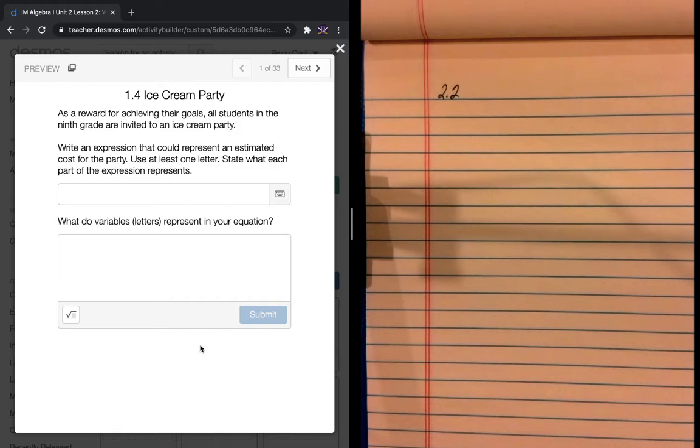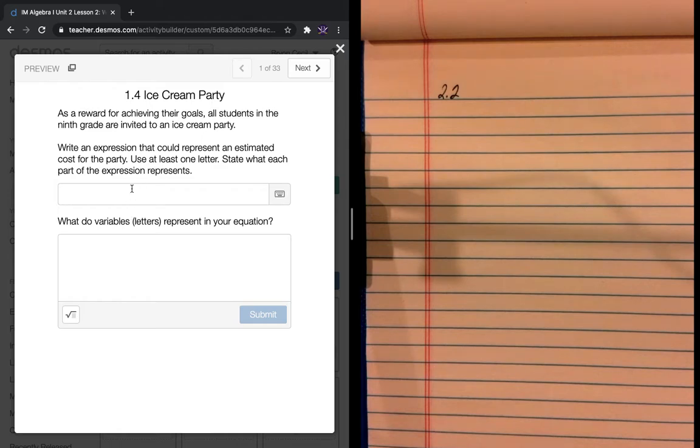Happy Thursday. All right, we're going to start off where we left off the day before with our ice cream party. As a reward for achieving our goals, instead of a pizza party like yesterday, we're doing an ice cream party. Write an expression that could represent an estimated cost for the party. Use at least one letter. State what each part of the expression represents.